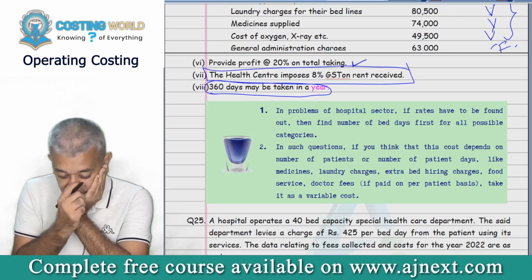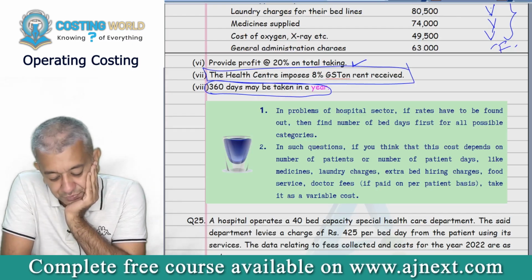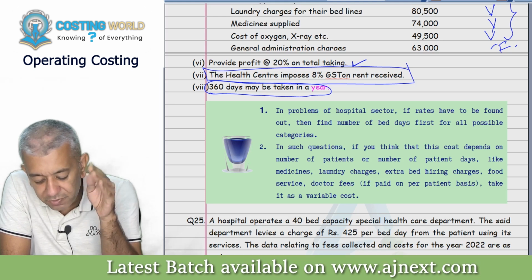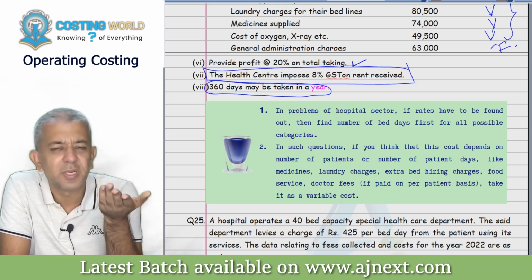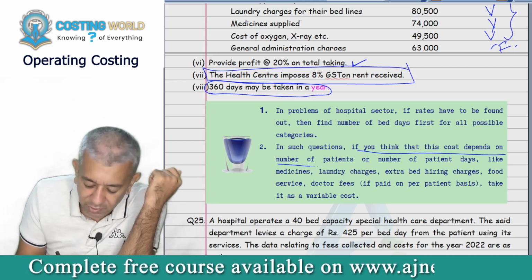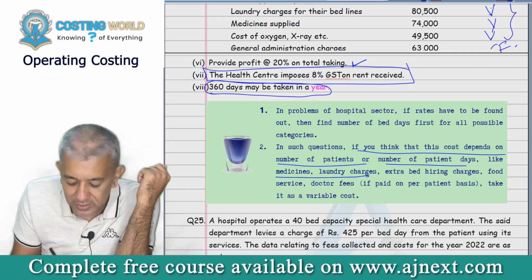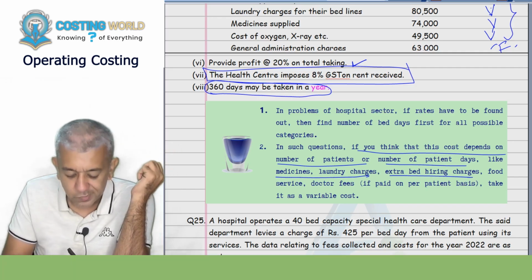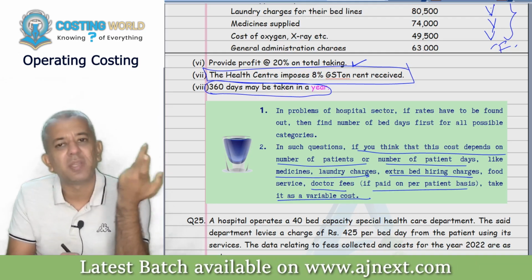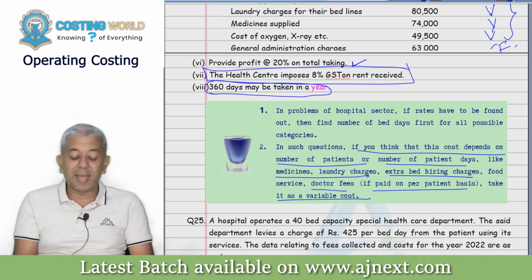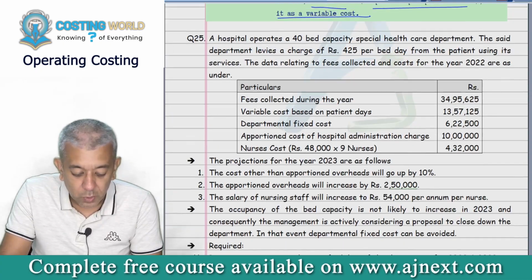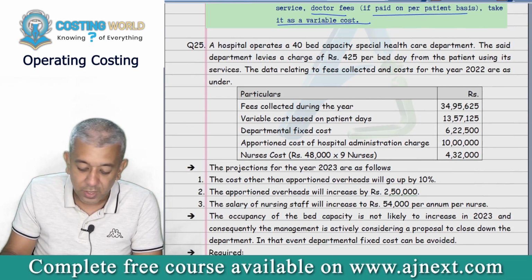What I have written over here, in problems of hospital, if rates have to be found out, then find out the number of bed days first for all the possible categories. That's what we all did. In such questions, if you think that cost depends upon number of patients or number of patient days, like medicines and laundry charges, extra bed lining, then food service, then doctor fees if paid on per patient basis, take it as a variable cost. Now in such question, it becomes very difficult actually to identify also. Listen. That's it about question number 24 that is there. Okay.